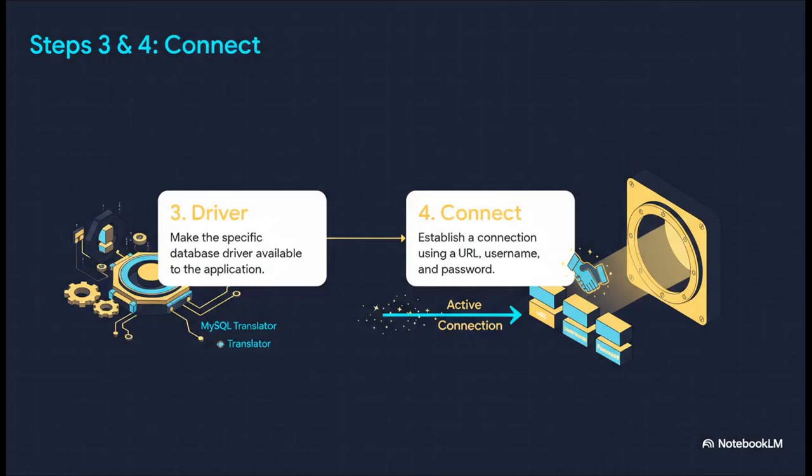Okay, now for the handshake. Step 3 is loading the database driver. This piece is critical. It's a translator. Your Java code speaks a generic kind of database language, but the driver translates that into the specific dialect that MySQL or Postgres or whatever you're using actually understands. Then in step 4, you actually use that driver to connect. You provide the address, the username, the password. This opens up a real live session with the database. The line of communication is now officially open.